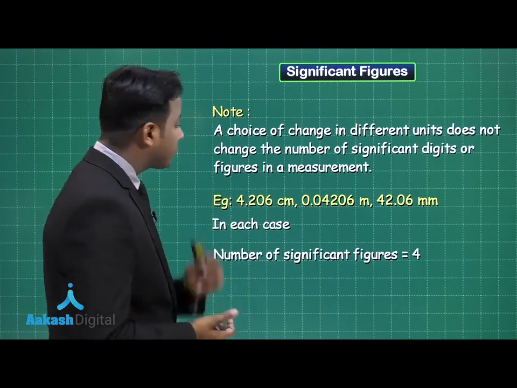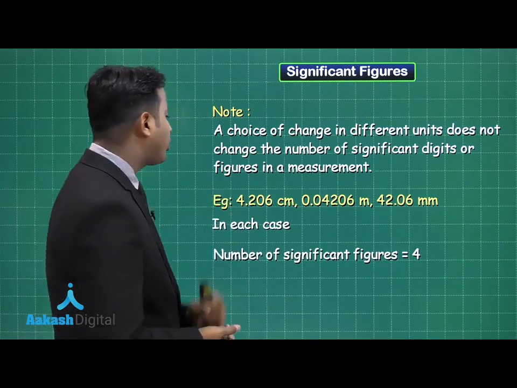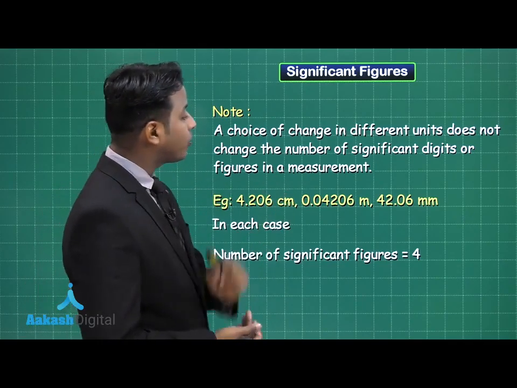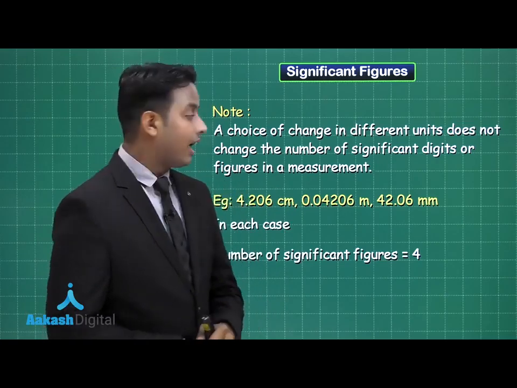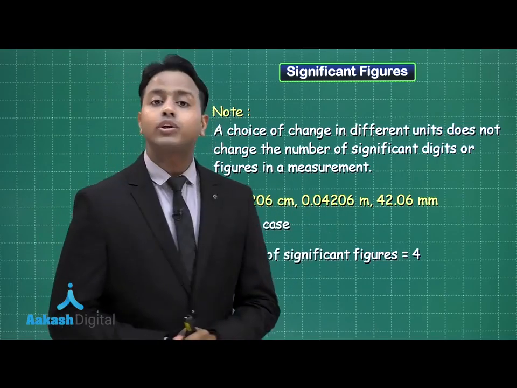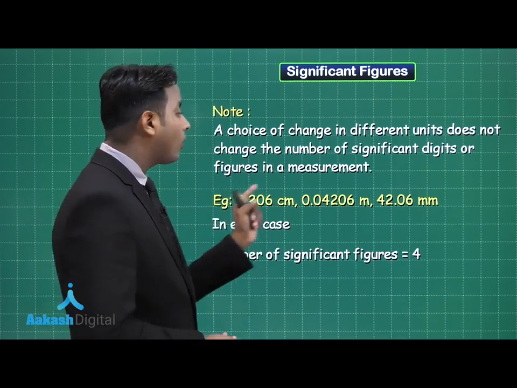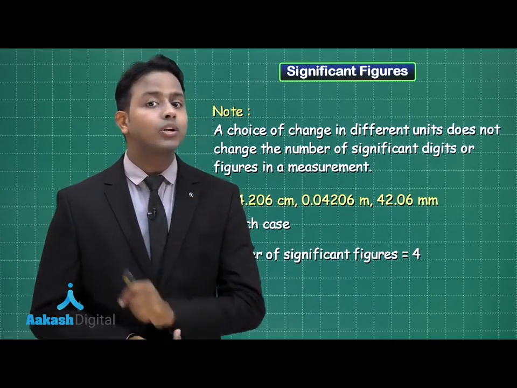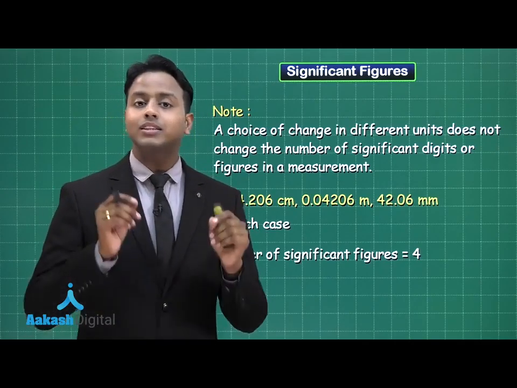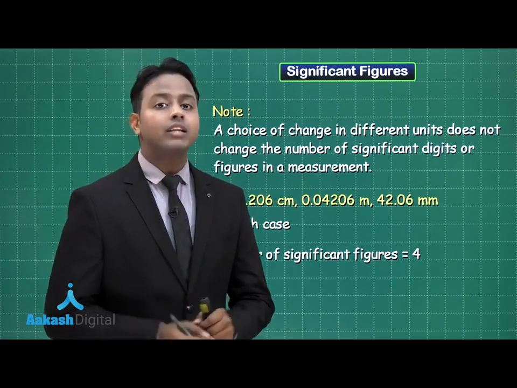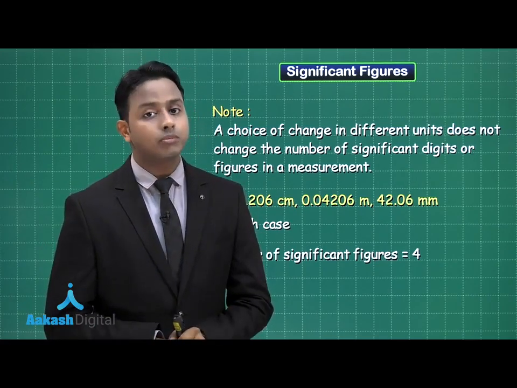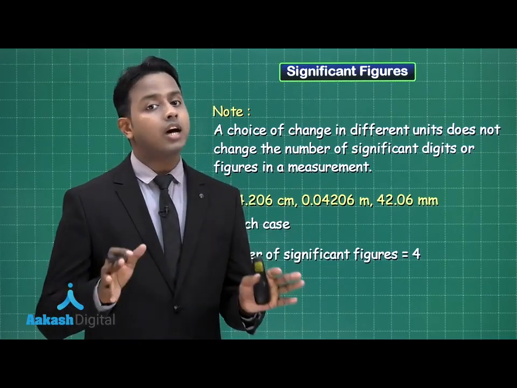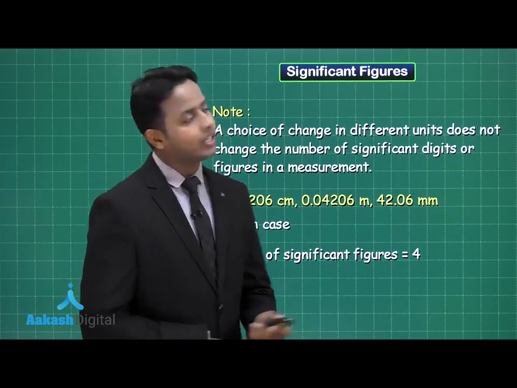For example, let's suppose I have a measurement of a length that is 4.206 centimeter. Let's suppose if I write it in meter, what is going to happen? 0.04206 meter, and in the form of millimeter it is 42.06 millimeter. Now, in all three different unit systems, the number of significant digits in this particular measurement is actually 4. So this is the main essence of the significant digit study, that it does not change by the change of system of units. But how to calculate the number of significant digits in a given number? There are certain rules to define. So let's see them one by one.